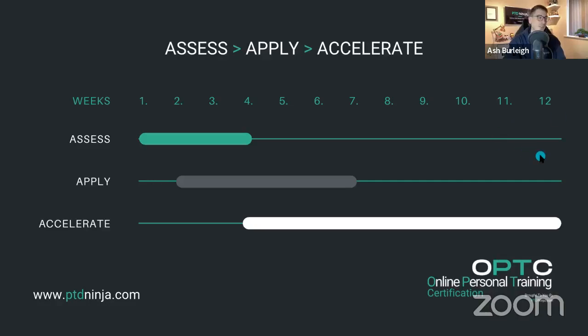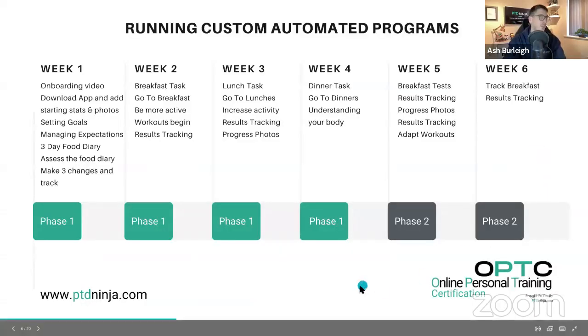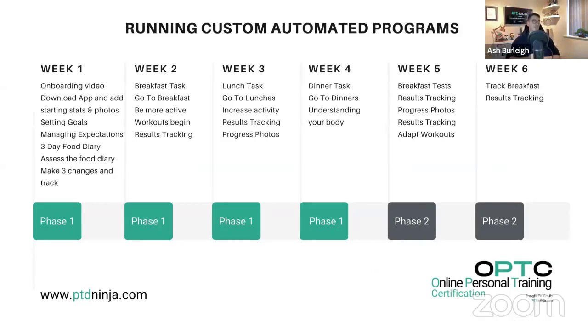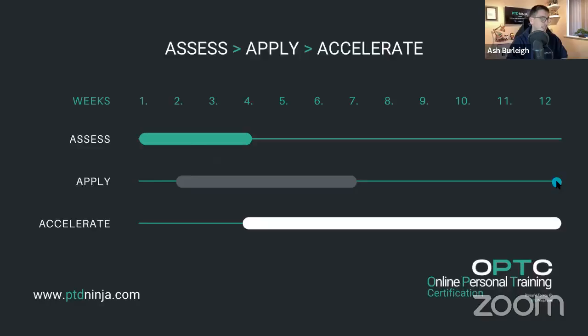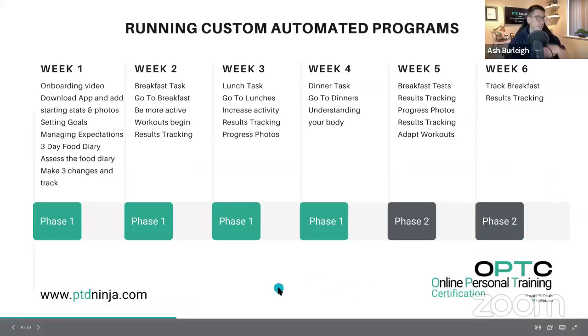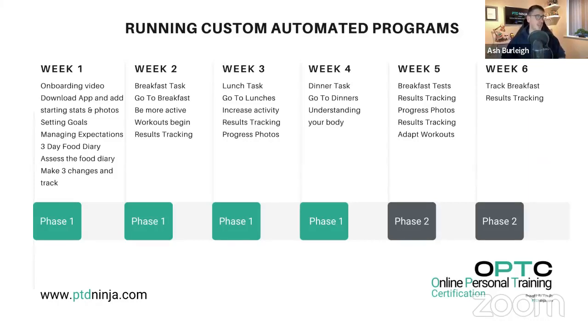Definitely the best way to go about things. So what I want to do here is I'm going to show you a breakdown of an example custom automated program. So this here would be, if I just go back to it, this level here, level 4. This is actually the one that we provide in the online personal training certification and the PT Ninja 101 course. It's already pre-set up so you can copy it directly into your PT Distinction account if you want to. And again, we show you how to use it all.